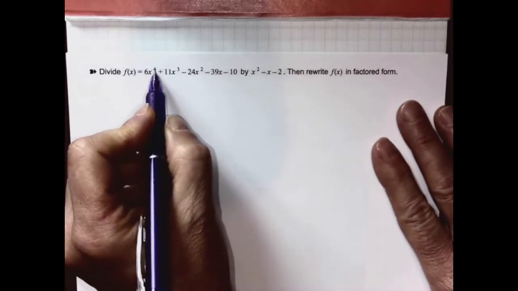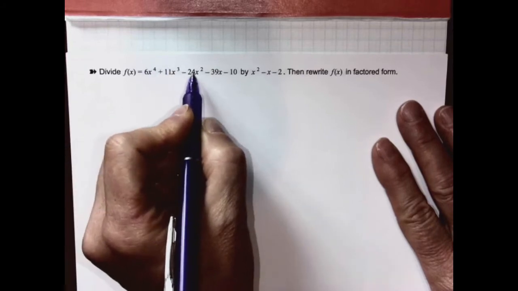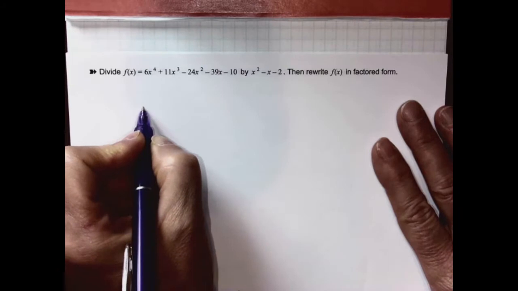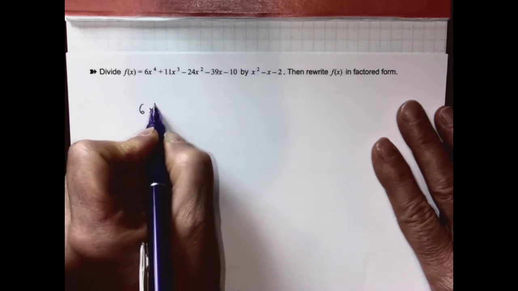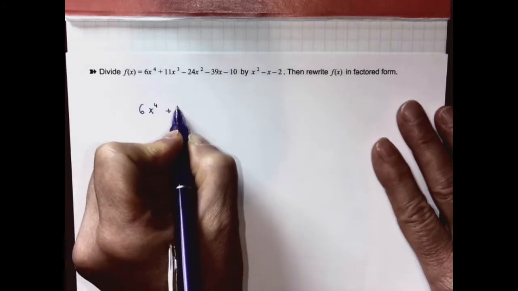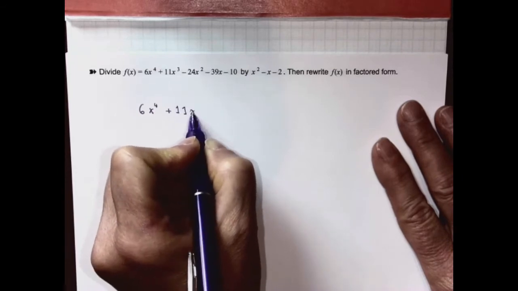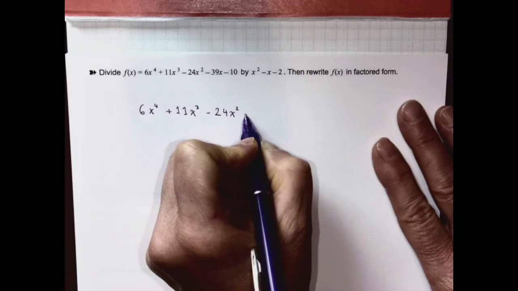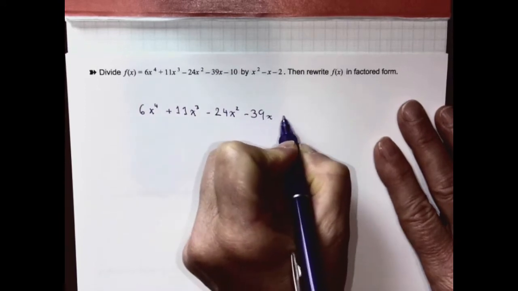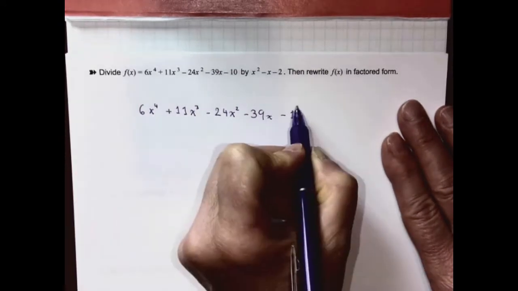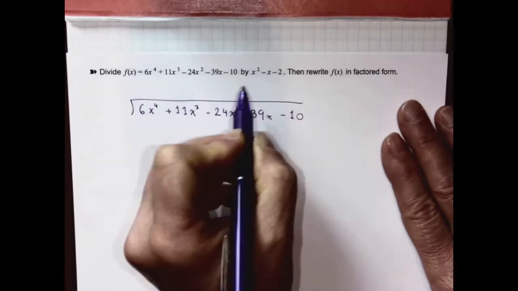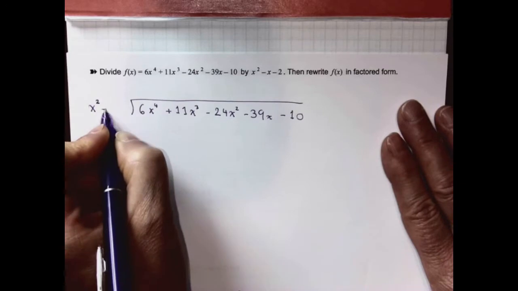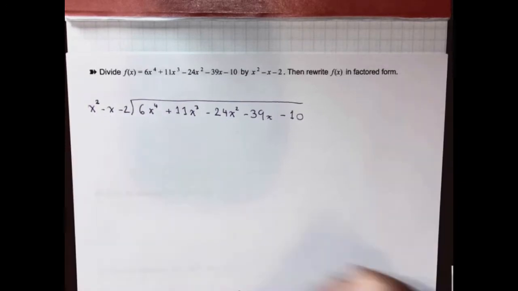We check, right? This is a quartic, so we have the quartic, the cubic, the quadratic, the linear, and the constant, so we don't need any zero placeholders. So we're going to write them all down. Remember, here we need everything, right? That's not synthetic division, so we need the coefficients and their variables. And we're going to divide all of that by this trinomial, so x squared minus x minus 2. Okay?